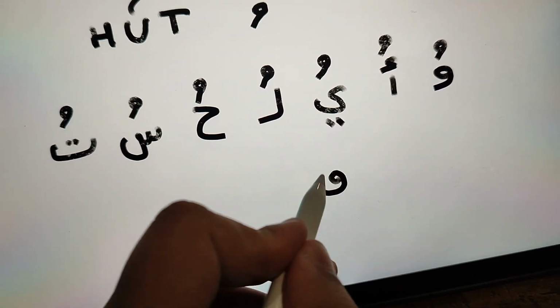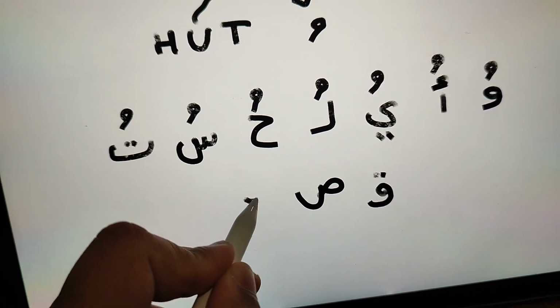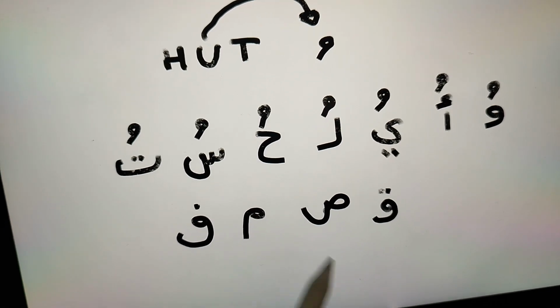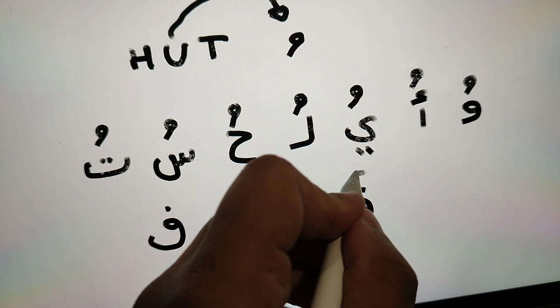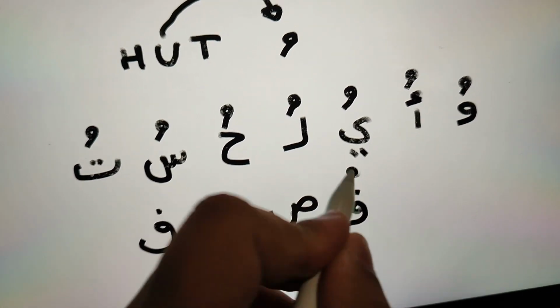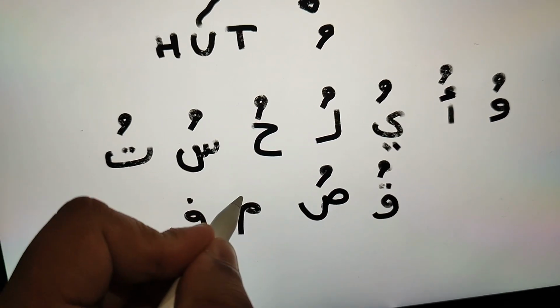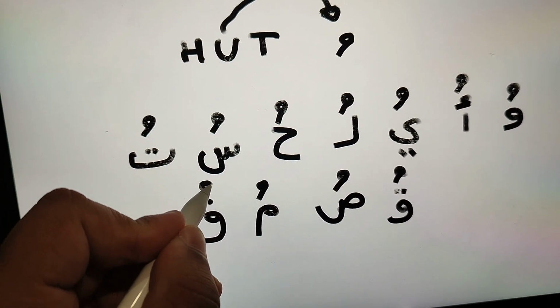So let's take another couple of letters. Qaf, I don't know, Sad, Mim, and Fa. So Qaf makes a q, Sad makes a s, Mim makes a m, and Fa makes a f. But if we add the dammah to it, q becomes qu, s of Sad becomes su, the m of Mim becomes mu, and the f of Fa becomes fu.